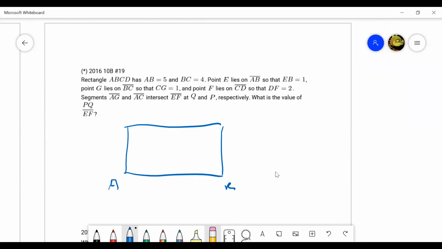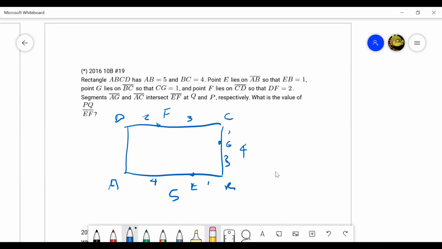ABCD is a rectangle. Sides are 5 and 4, like so. And E is on AB, so EB is 1, so E is probably around here. And this is 1, this is 4. G is on BC, so CG is 1. That means that G is here. And lastly, F is on CD, so that DF is 2. So you probably have something like this. And then FC is 3 because it's a rectangle, so CD is also 5.